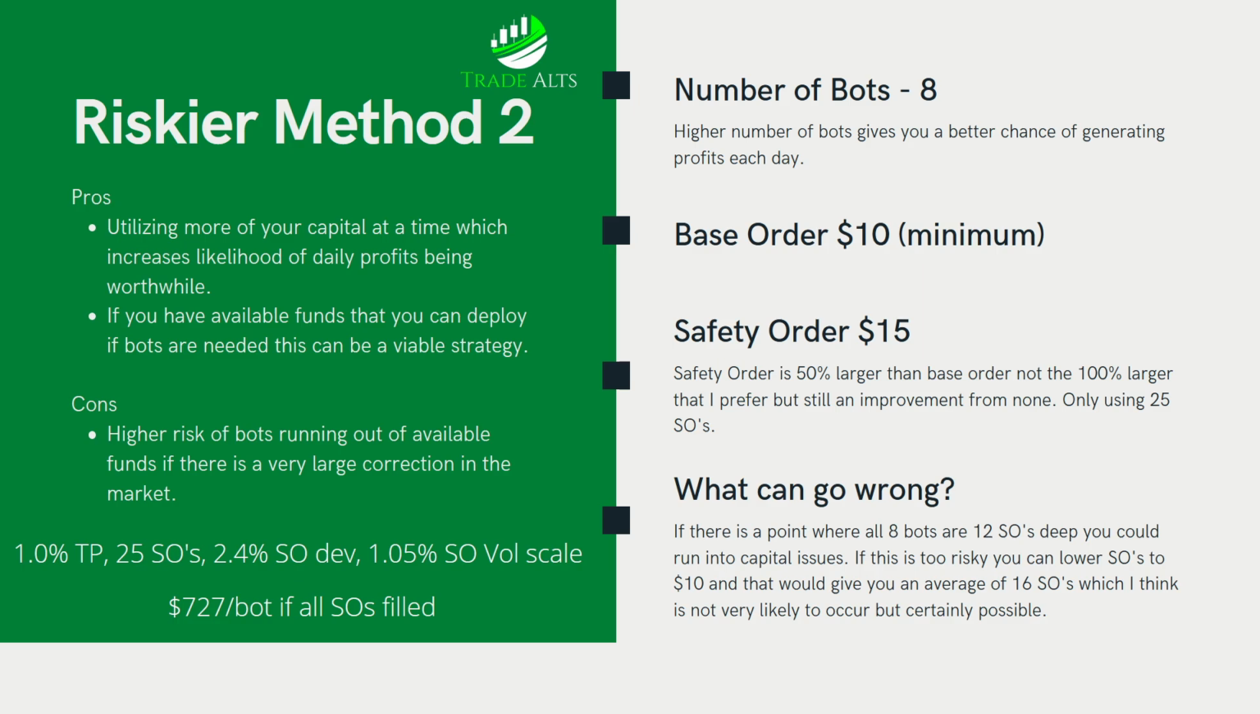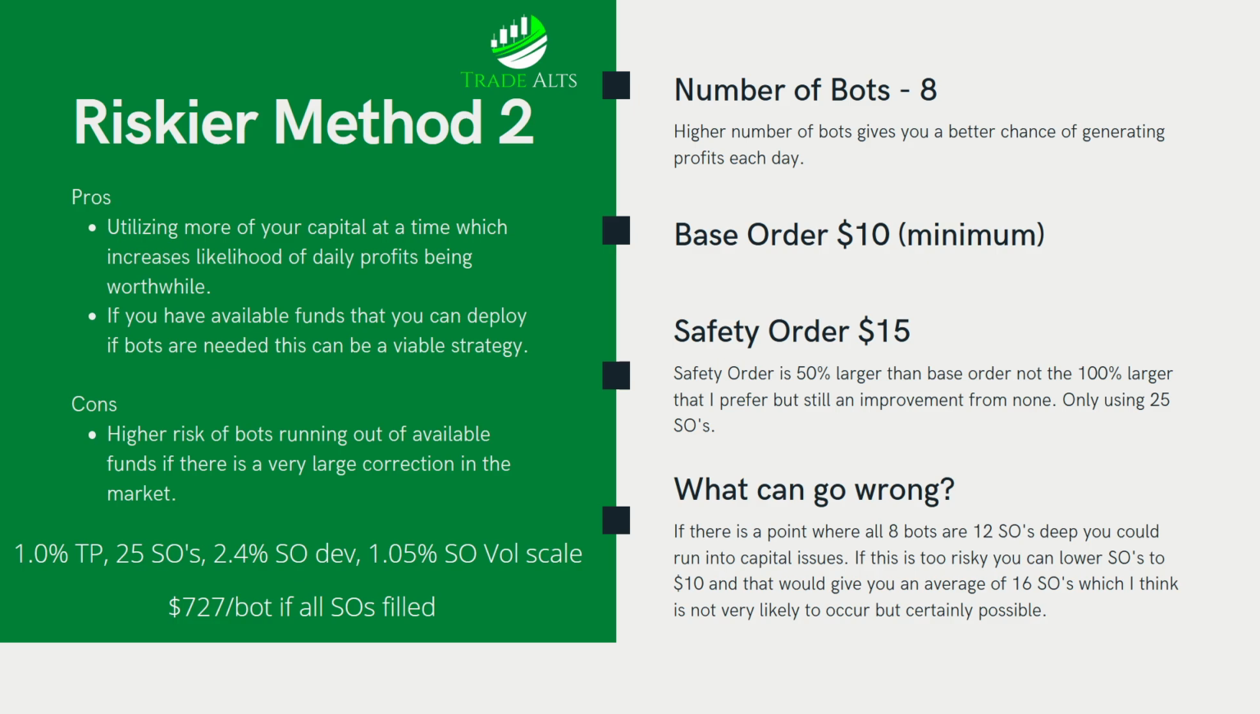Obviously it creates more risk because it gives you more opportunities for something to happen and maybe you get stuck in a trade. But overall, having more bots is better because it allows you to constantly be generating profit, right? So the more bots, typically the better. Your base order, $10. Your safety order is still $15. What can go wrong? So it's a little bit different.